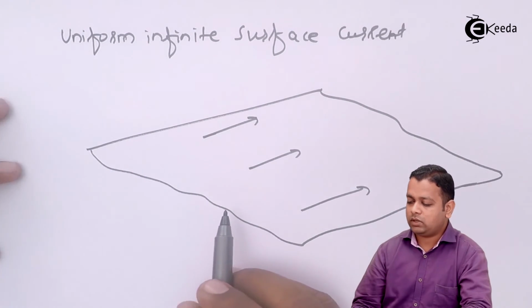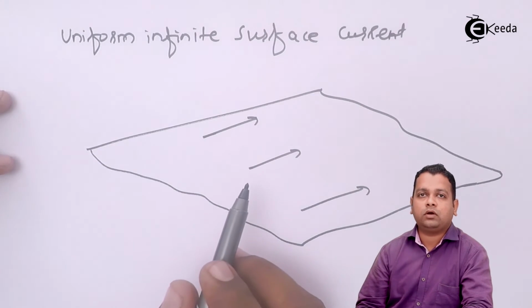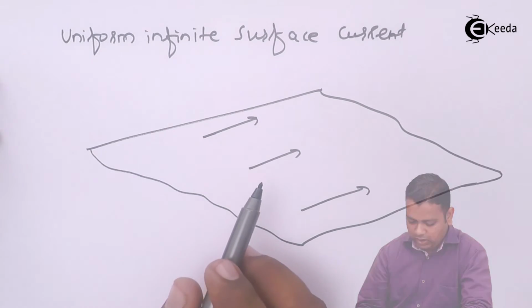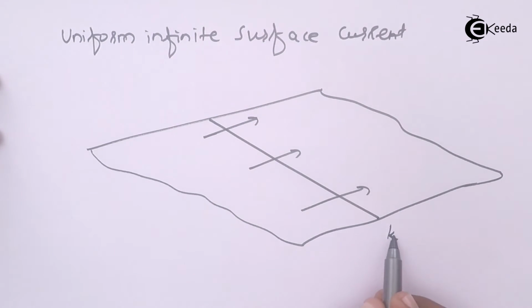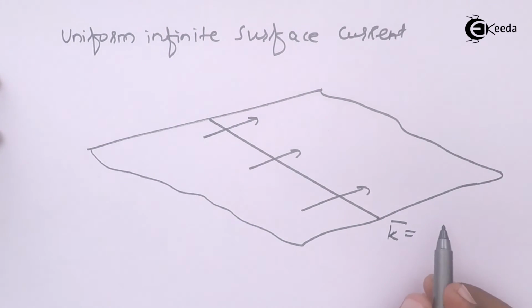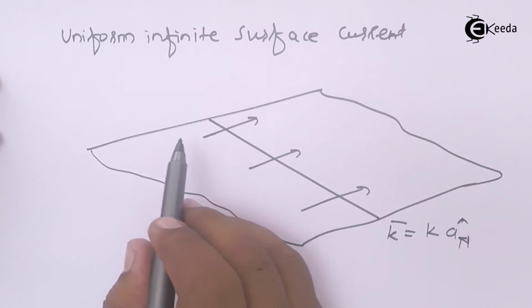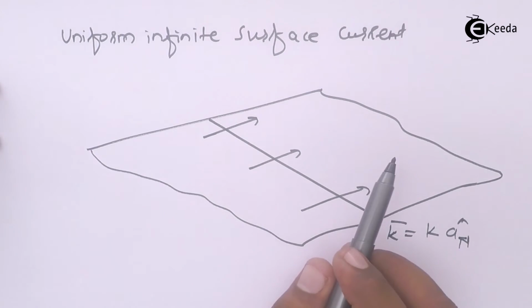For the surface current we have already discussed the term current density given by K bar. If you take the cross section here, this will be the representation of K bar, and we can represent it as the magnitude of K into the direction. The direction will be that of the normal to this plane, in which the surface current is lying.